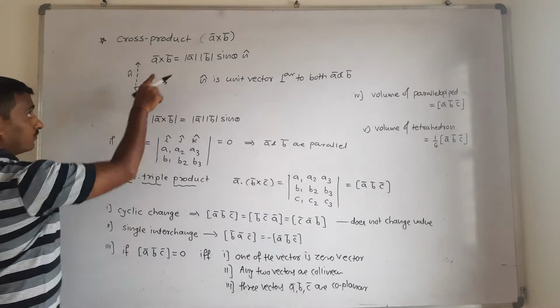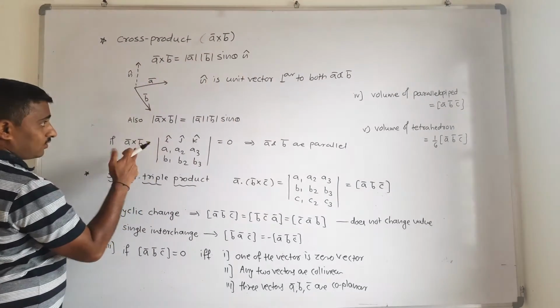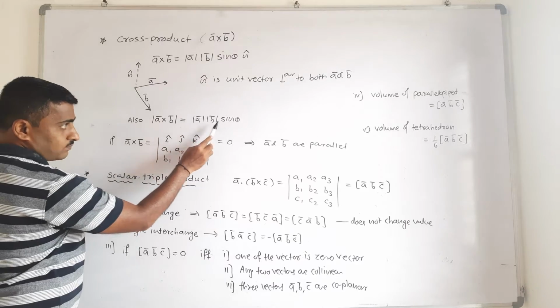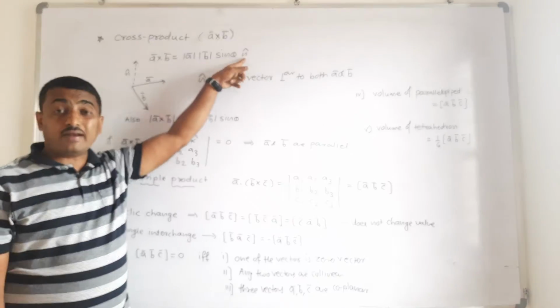And then also we take modulus of this. Modulus of a bar cross b bar is equal to modulus a bar, modulus b bar, sin theta. n cap is a unit vector, therefore its modulus is 1, neglected. Again, a bar cross b bar in determinant format: first row i j k, second and third rows the coefficients of i j k of a bar and b bar, a1 a2 a3, b1 b2 b3.